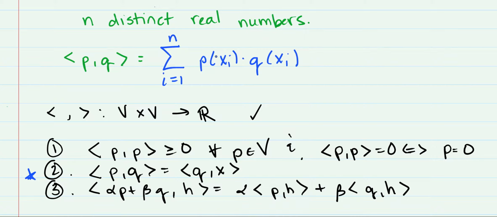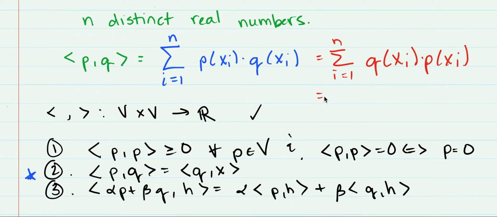Well, let's look at this. It doesn't matter if we take two real numbers and we multiply them, like a times b, that's the same thing as b times a. So from this definition, here, let me erase this. This is actually equal to the sum, i is 1 to n, of q(xi) times p(xi), which is, by definition, this inner product. So this is fine. I don't know why I put an x here. I think because I was thinking about x, but that should be a p. Sorry about that. That's a p. So this is symmetric, so that's fine.